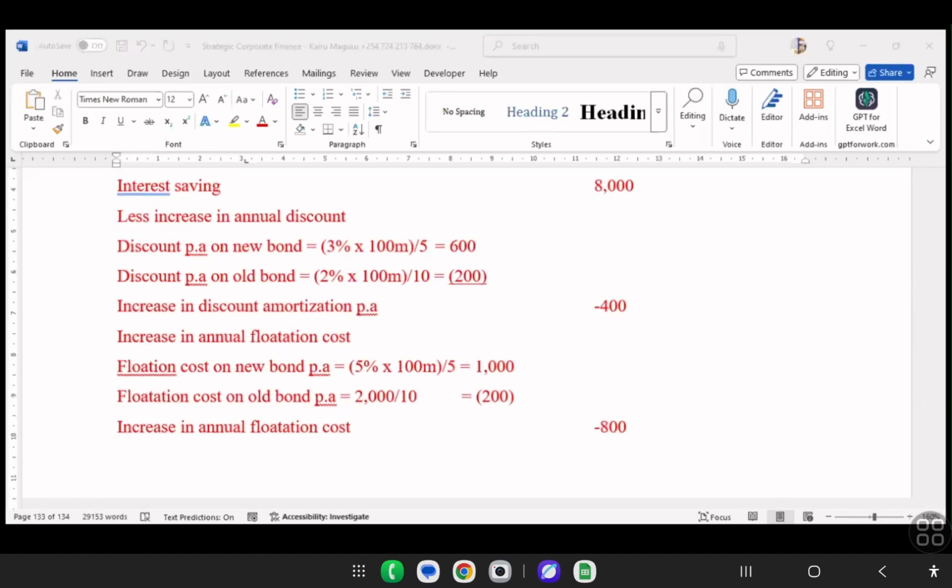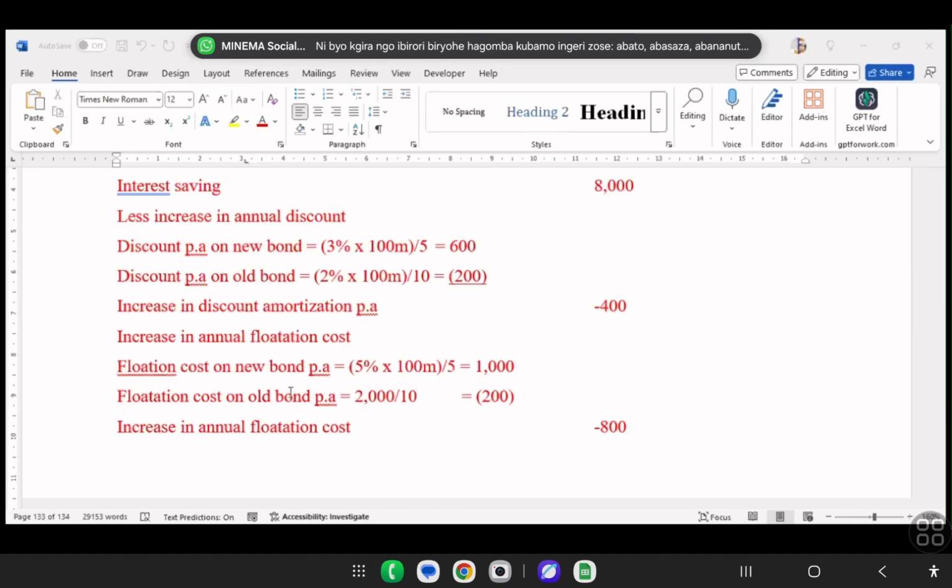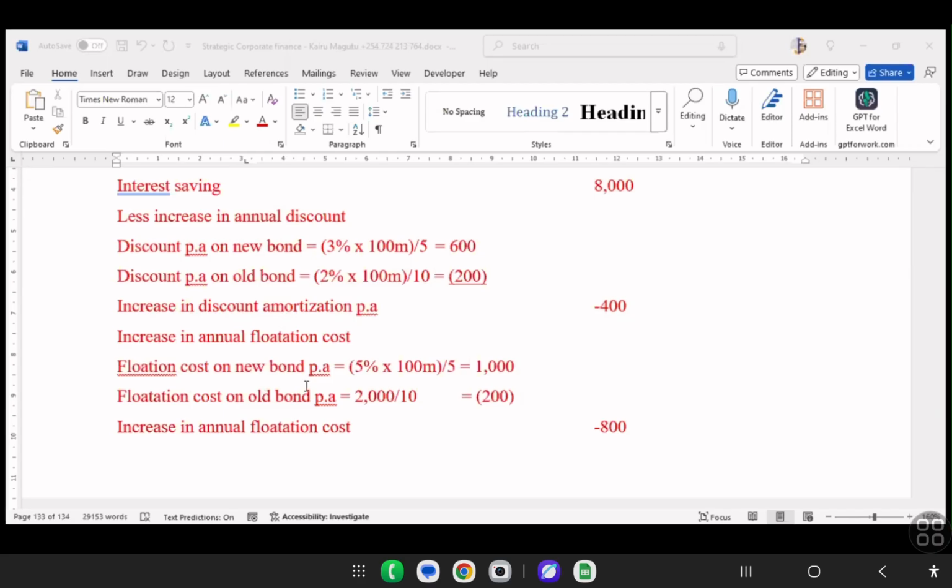Is there any other cost that comes with that? See whether you can see any other costs. So we've talked of the flotation cost, we've talked of the discount on issue. And what do we call this cost? Overriding cost. Was there an overriding cost? Let me see from this question.